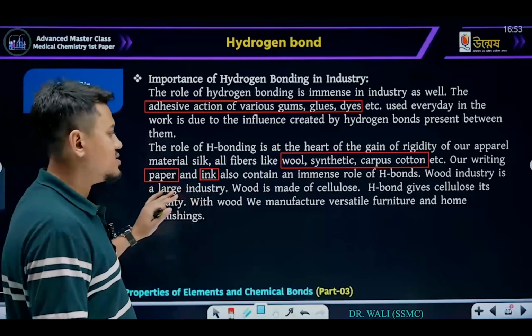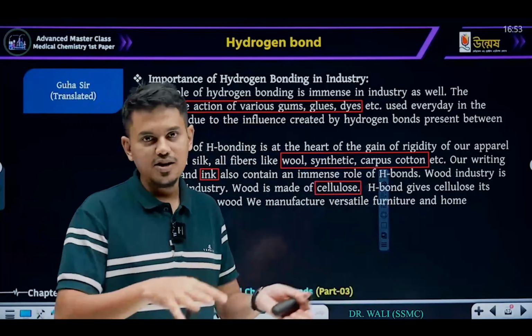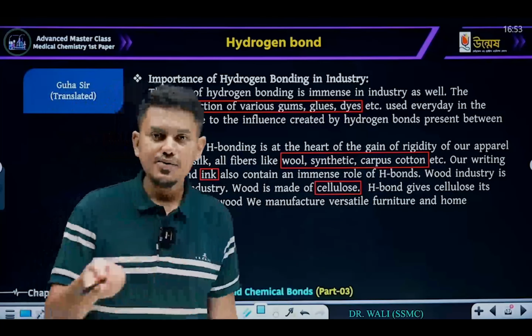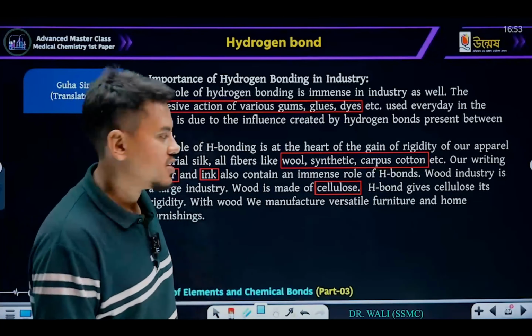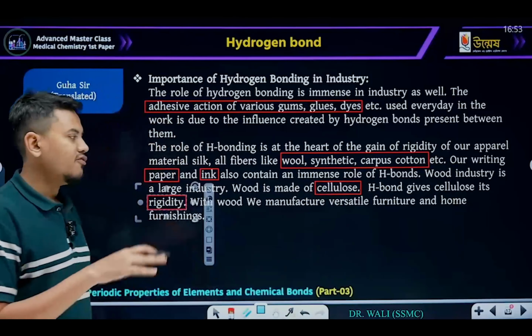Wood industry is a large industry, and wood is composed of cellulose, a carbohydrate, where carbon and hydrogen are there. So carbon and hydrogen should be there, and oxygen should also be there. Since hydrogen comes with oxygen, it has the opportunity to generate hydrogen bonding. Hydrogen bond gives cellulose its rigidity. With wood, we manufacture versatile furniture and home furnishings.